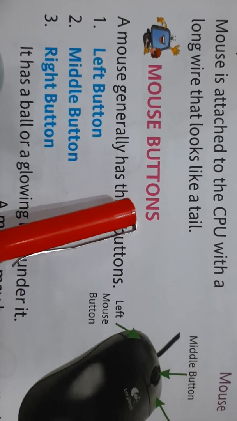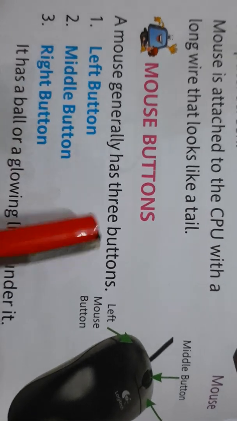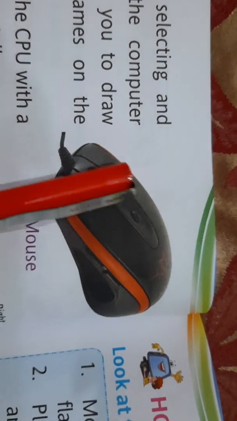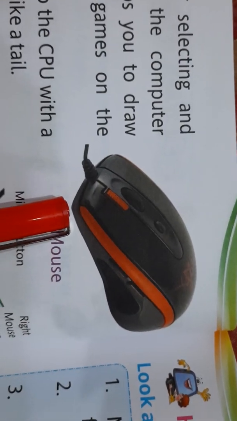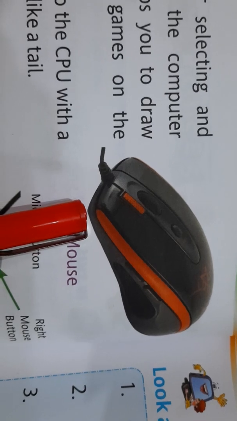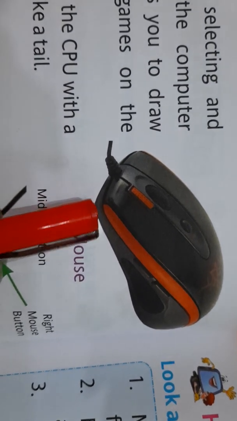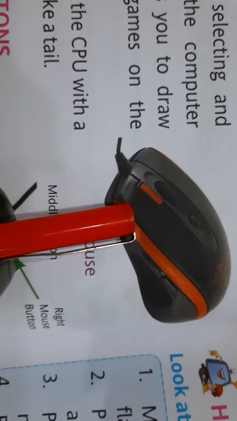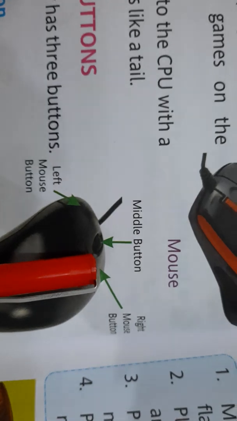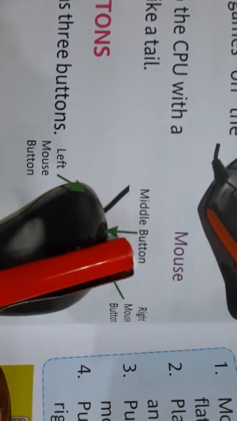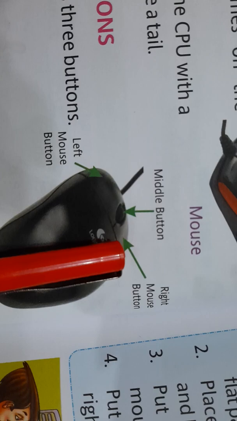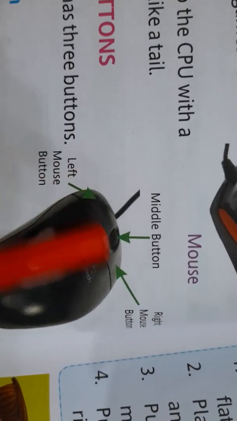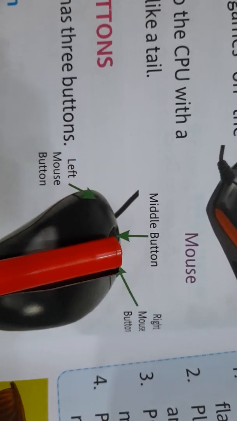Then, mouse buttons. A mouse generally has three buttons: left button, middle button and right button. Here you can see the picture of a mouse, and there are so many types of mouse available in the market. Not necessarily that you must have seen this mouse, you might have seen some other mouse. But we will be studying in general. This is the right button towards the right side, this is the left button towards the left side, and in between these there is a middle button.